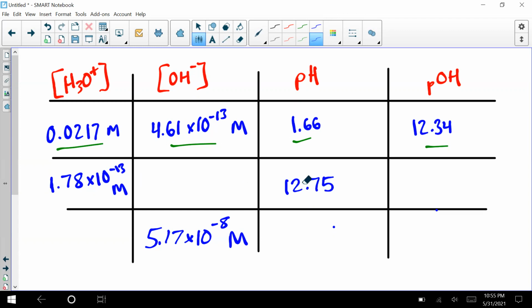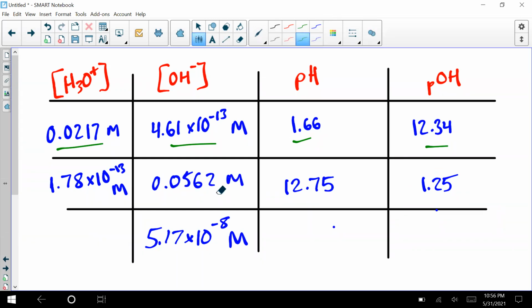And let's see where we can go from here. Let's go ahead and find pOH. So 14 minus 12.75 gives me 1.25. Now that we have pOH, let's find OH minus. 10 to the negative 1.25 gives me 0.0562 molar.